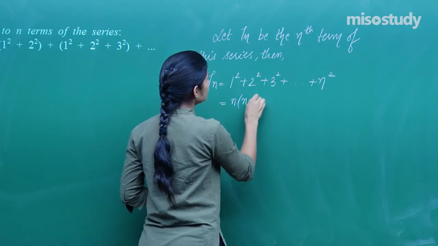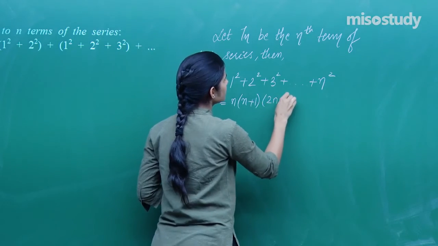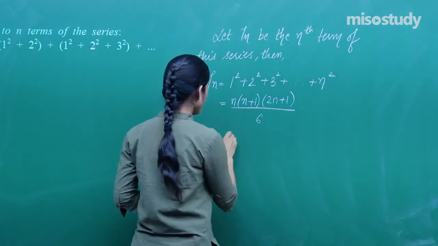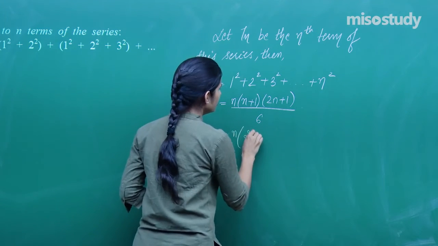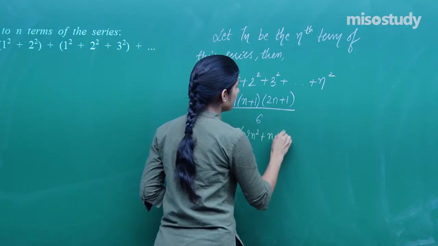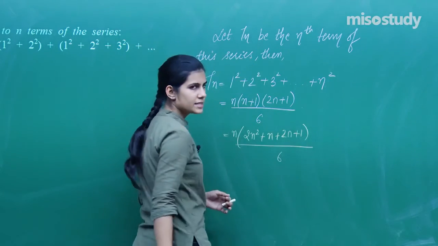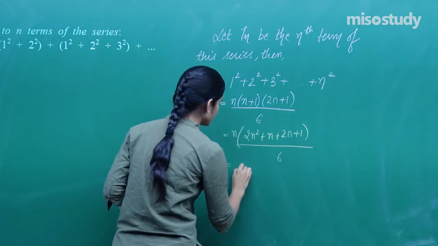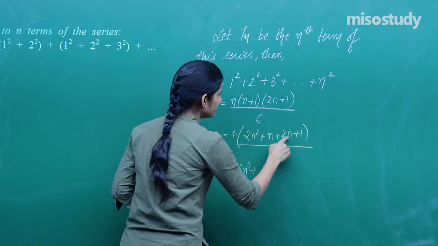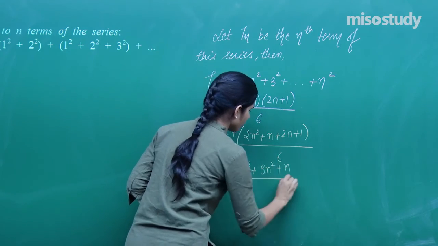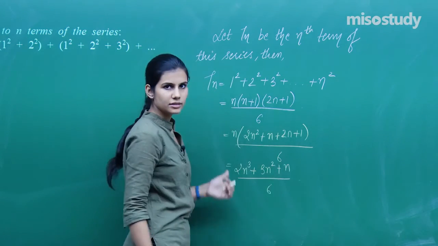and I know this is equal to n into (n plus 1) into (2n plus 1) by 6. Open this up, you get (2n square plus n plus 2n plus 1) whole upon 6. 2n plus n is 3n. So here you write 2n cube, this is 3n into n, so 3n square, plus n, whole upon 6. This is your nth term.